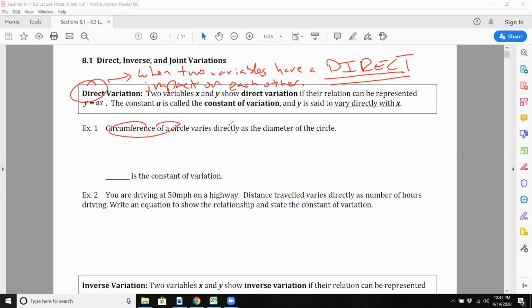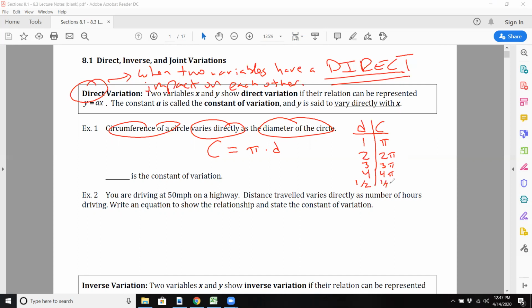Circumference of a circle varies directly with diameter. If you forgot, circumference is simply that, pi times diameter. Now, let's do some examples here. What if your diameter is 1? Your circumference is pi. What if your diameter is 2? Your circumference is 2 pi. What if your diameter is 3? Your circumference is 3 pi. What if it's 4? It's 4 pi. What if it's 1/2? It's half pi.